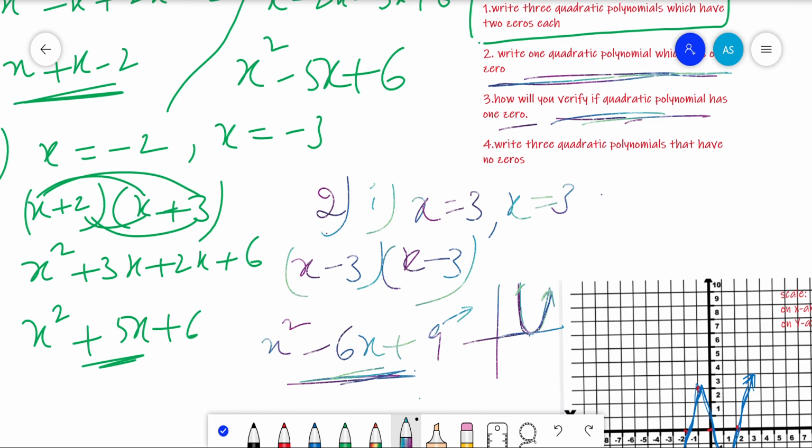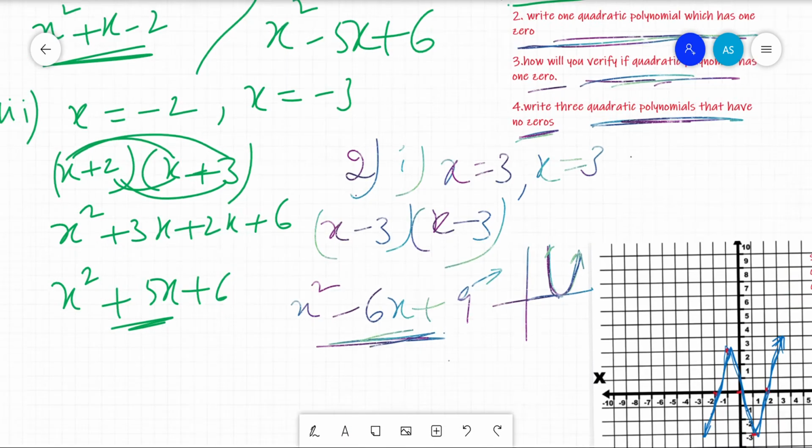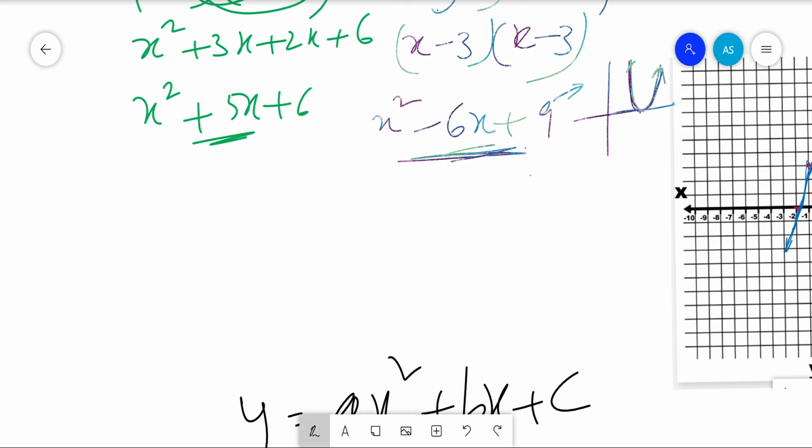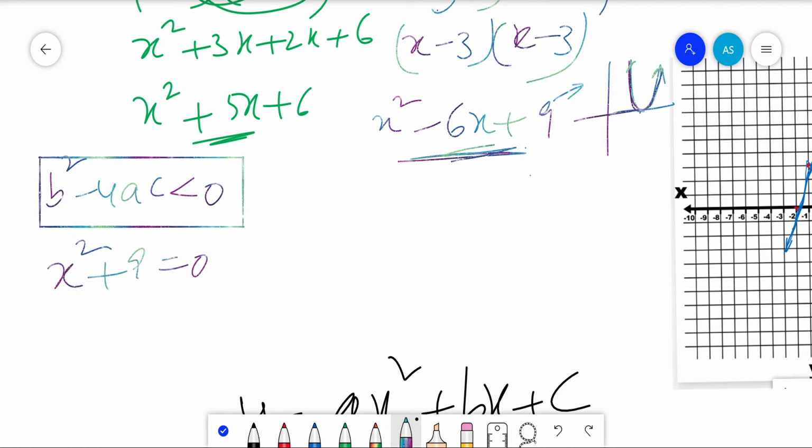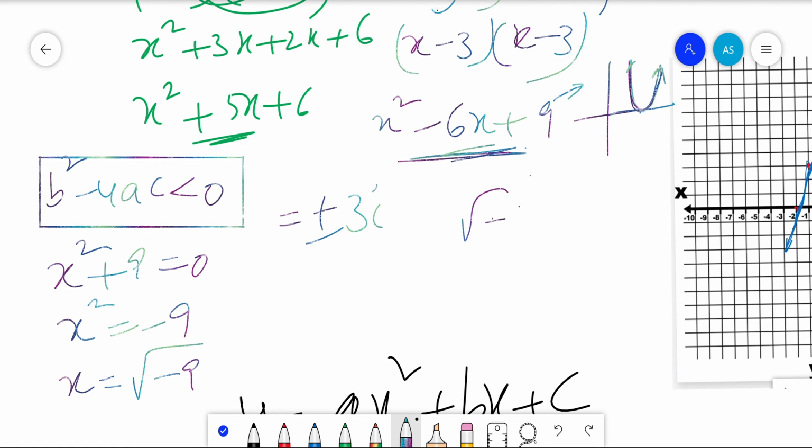Next, fourth question, write the three quadratic polynomials that have no zeros. No zeros means b square minus 4ac is less than 0. Then it has no real zeros. Actually this we will get later. Generally, how can you get this? So x square plus 9 is equal to 0. I am considering x square is equal to minus 9. So x is equal to root over minus 9, that is nothing but plus or minus 3i. i is an imaginary number. Root minus 1 is the value of i.